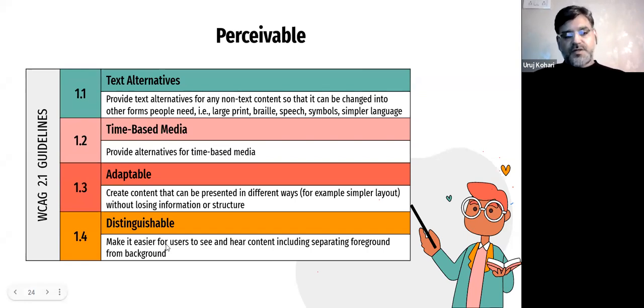Make it easier for users to see and hear the content. We have to separate the foreground from the background, and that's basically the case where we are talking about creating a context under which the action is taking place. So if we can communicate that context and the action, then people are able to use it. People are able to understand what's happening, especially those who are not able to see it.